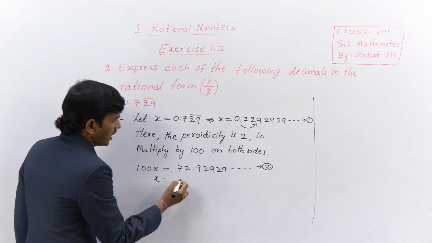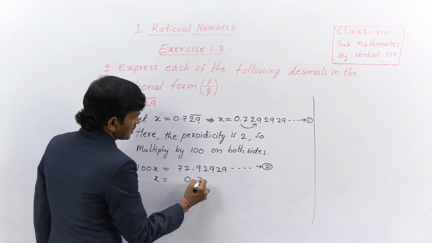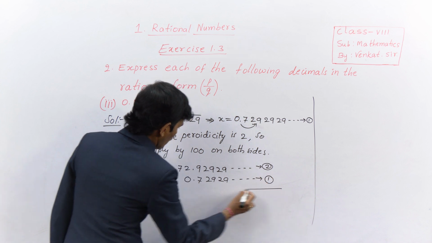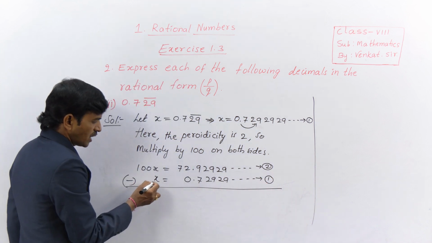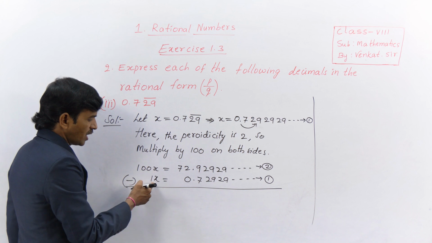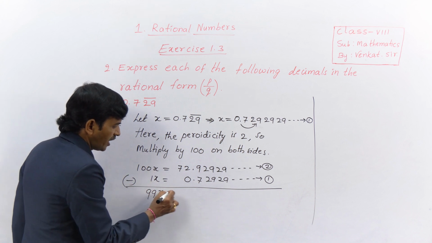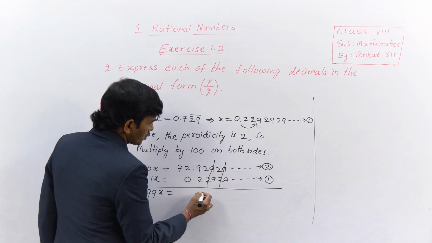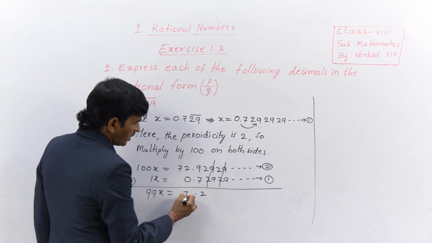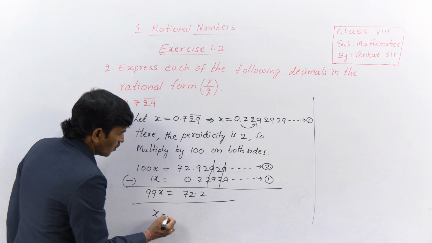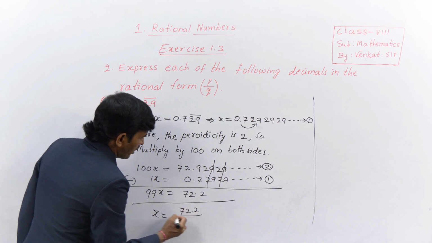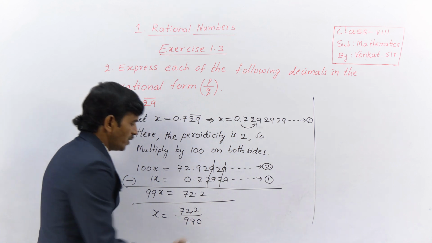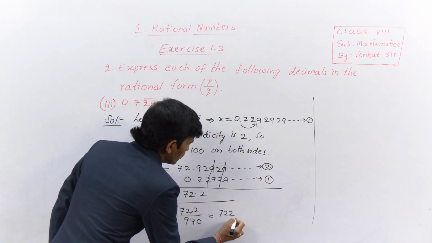What is the first equation? x is equal to 0.72929 and so on. It is equation number 1. Let us subtract. Here what is the coefficient of x? 1. 100 times of x minus 1 time of x gives us 99 times of x. 29 gets cancelled. 9 minus 7, that is 2. Now here 72 minus 0 is 72. So then x is equal to 72.2 by 99, right? When you remove this decimal point, which is equal to 722 by 990.